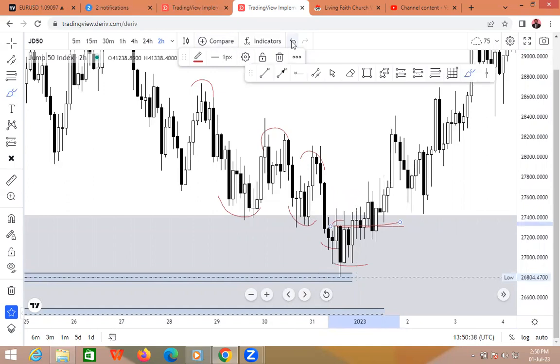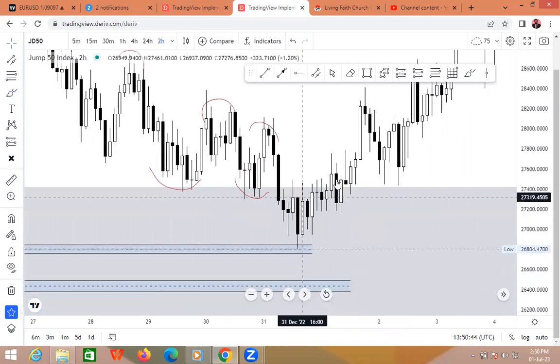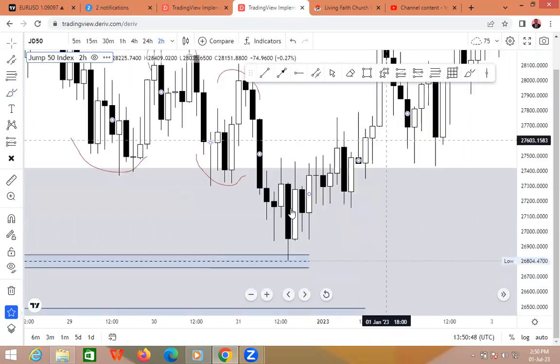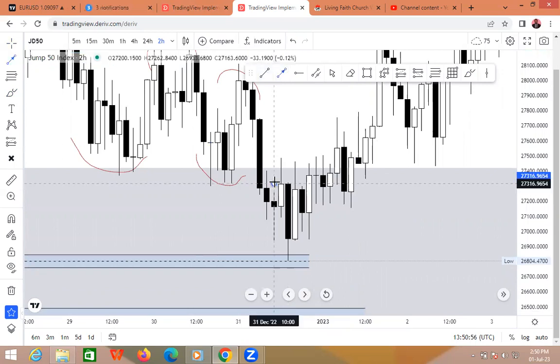Can you see it? Is it clear enough? Yes, sir. All right. So if it is clear, price gave you a break of structure. Let me zoom it out very, very well so that you see. Look at this candle, it pushed down and price closed up also. This is your break of structure. Price has broken structure in this candle.